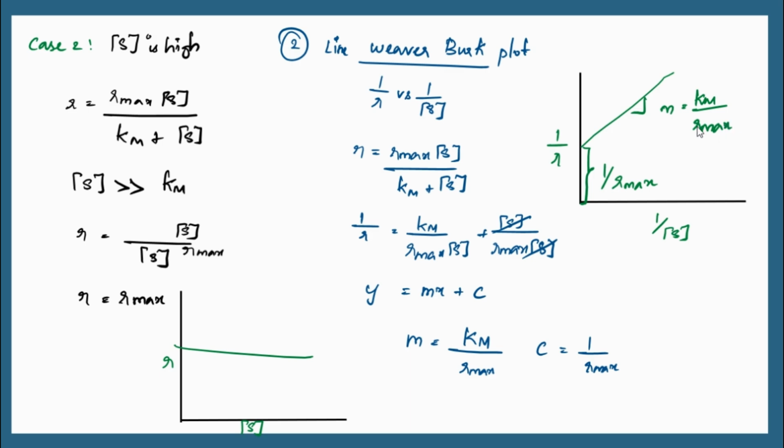Okay, so this is your Lineweaver-Burk plot. We have one more plot, our third plot, the Eadie-Hofstee plot. Basically, this is plotted between rate by concentration of S versus rate. So this is what we are going to plot now.